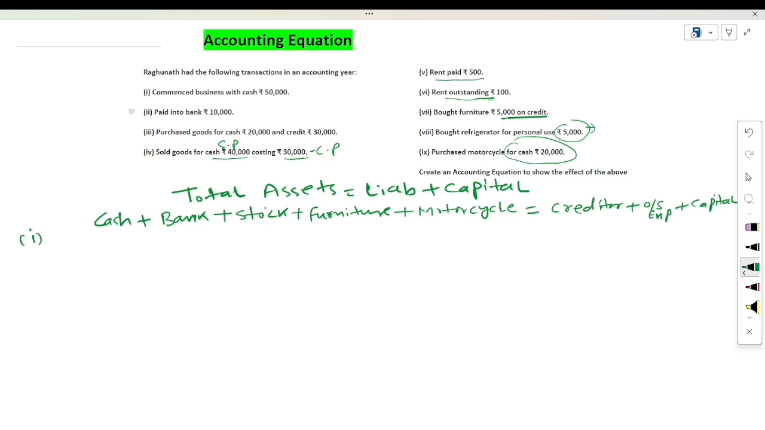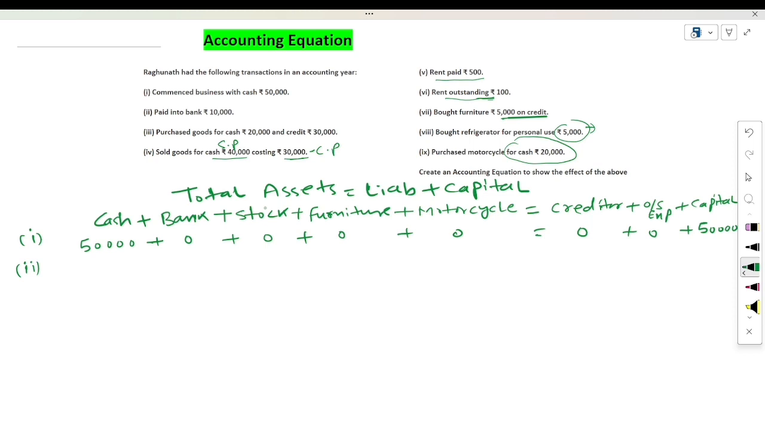Transaction number one. Commence business with cash. How much? 50,000. Here cash value will be 50,000. Bank value 0. Stock value 0. Furniture 0. Motorcycle 0. Creditor 0. Outstanding expense 0. And this will be the capital also, 50,000.